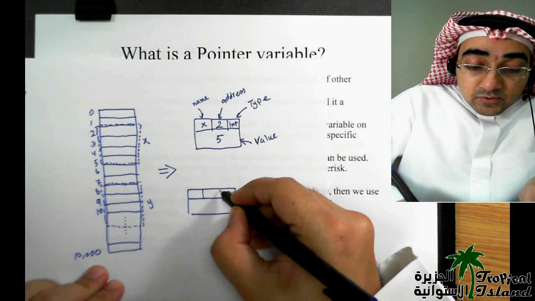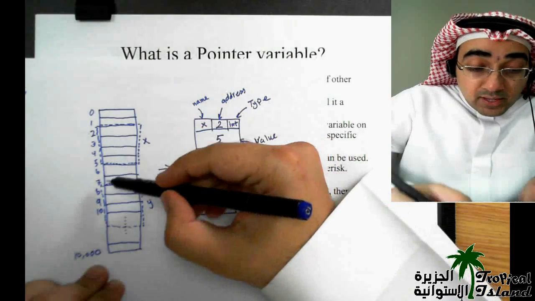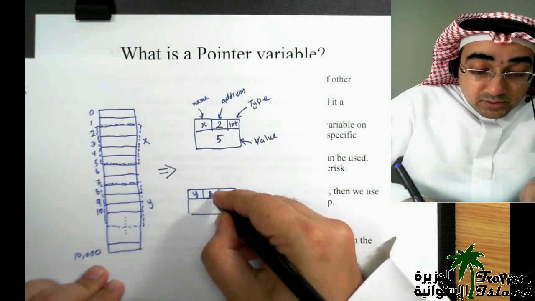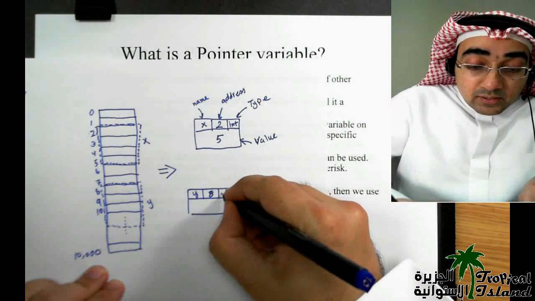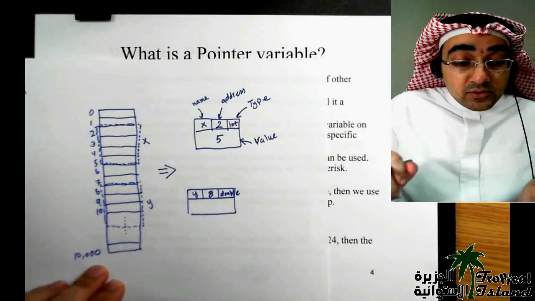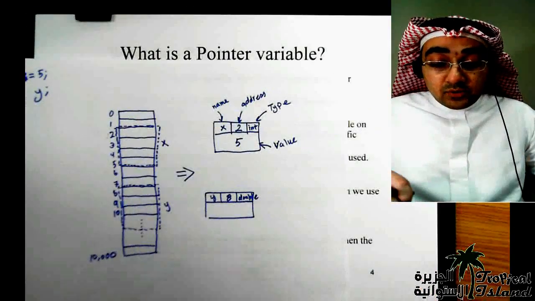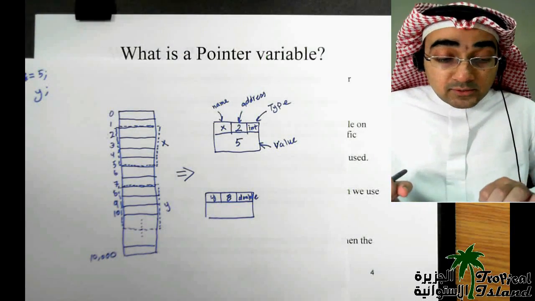So the name is y, and the memory address, we come over here, it starts from memory address number 8, so it puts 8 over here. The type is double, and the value is a random value. We didn't assign any value to it in this code, so we're going to leave it empty over here so that we know that it's a random value.